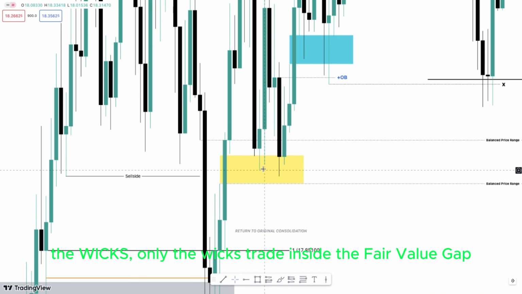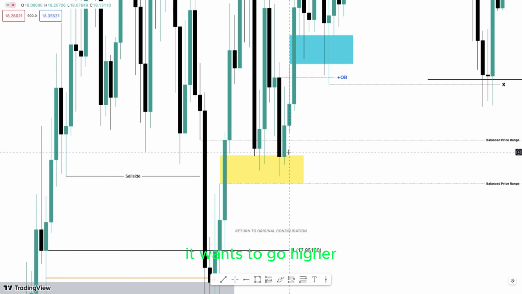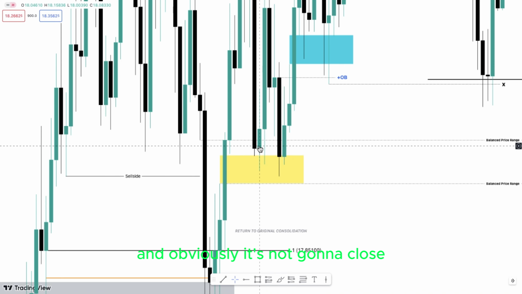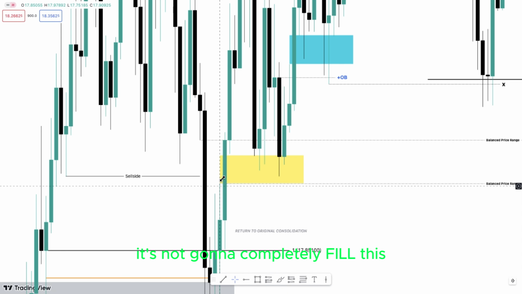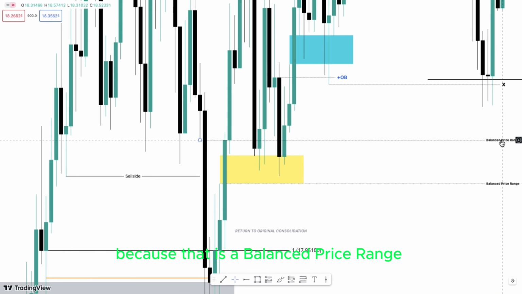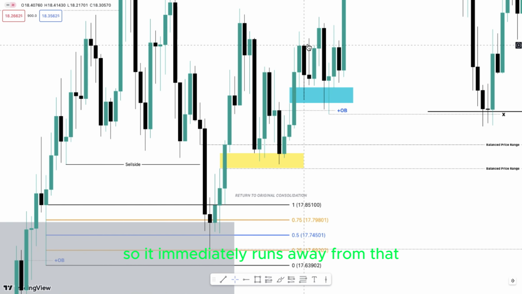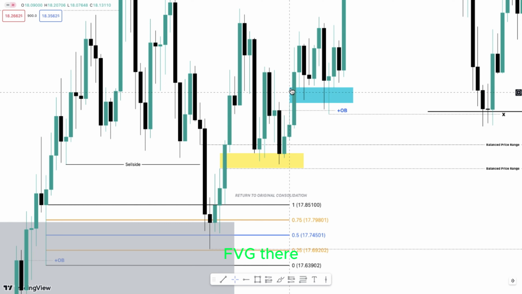Only the wicks trade inside the fair value gap. The bodies are staying above because it's showing you that price is very bullish. It wants to go higher, and obviously it's not going to completely fill this little segment of price action because that is a balanced price range, right? So it immediately runs away from that. Fair value gap there, find support inside the fair value gap.